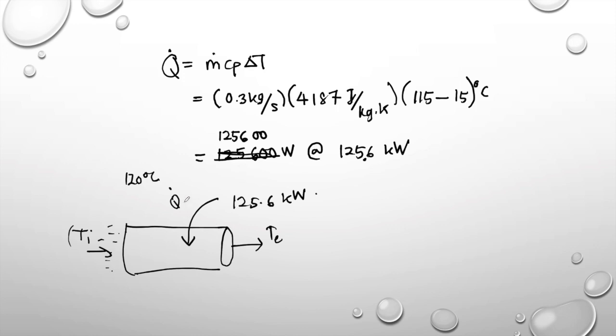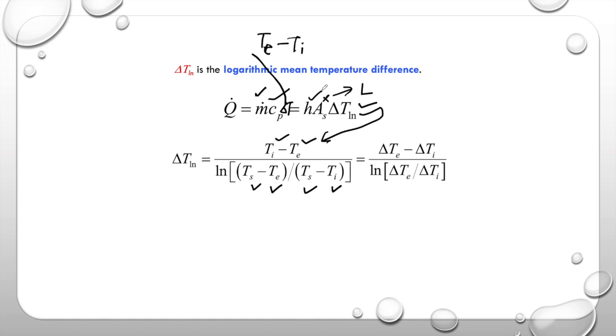So we calculate how much energy has been absorbed by this fluid. If we want to equate with the Q from the outside, so we want to find the heat transfer coefficient, or we want to find the length, we can equate with the equation of convection heat transfer. So we have to find the delta T log mean. Now we have h, we can find As. Then we calculate this delta T log mean. So let's calculate delta T log mean.